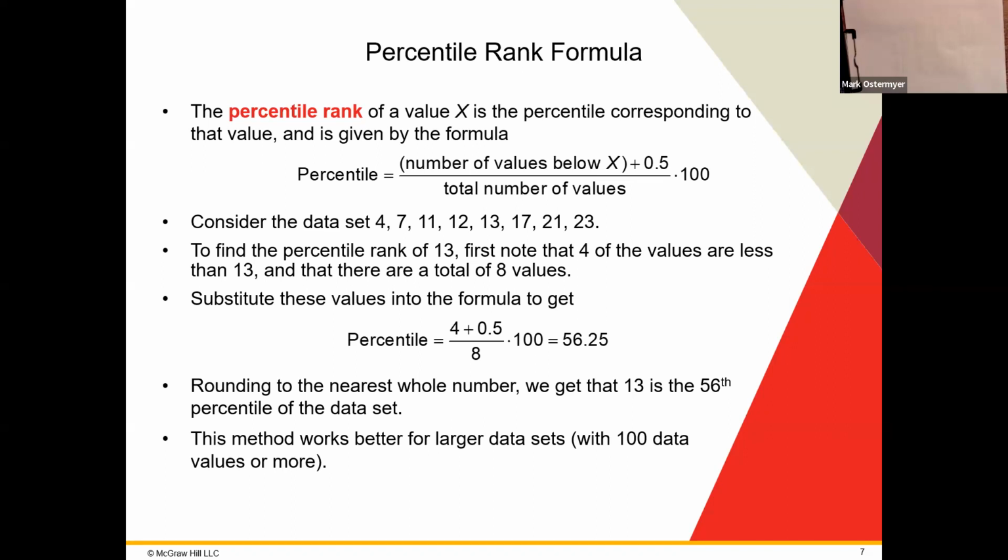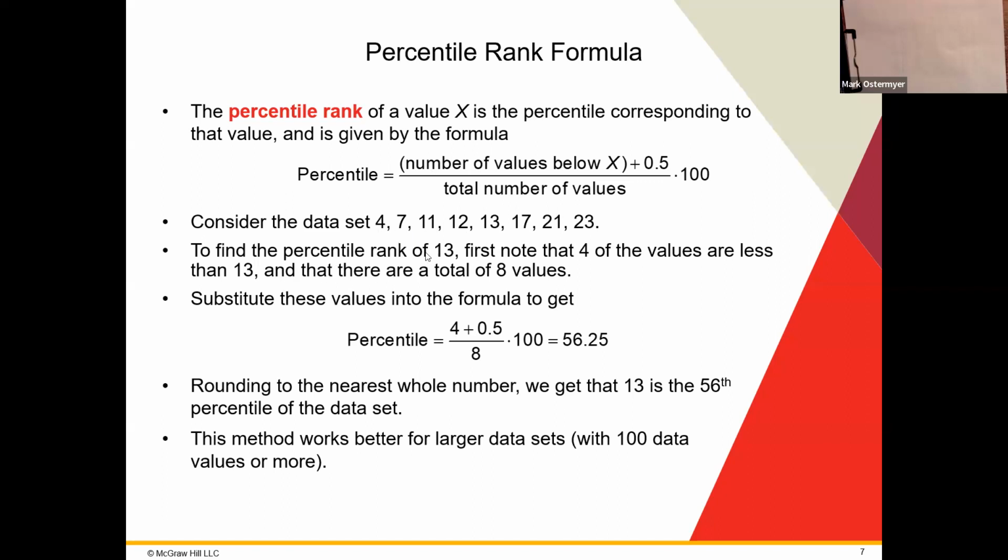Okay. To compute the percentile rank of a data value X, we would use this formula here. The percentile rank is equal to the ratio of the number of data values below our data value X, plus a half, divided by the total number of data values in the data set, times 100. All right, here's an example. Suppose we have this small data set, and notice it has been ordered from left to right, smallest to largest. That's also critical to find percentile values: your data set has to be sorted or ordered.